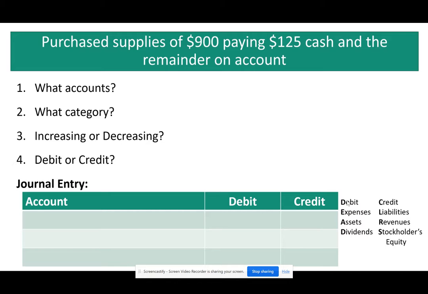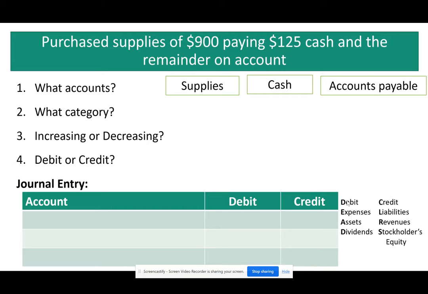All right, let's look at one last example of a little bit more complicated journal entry. Here we have purchased supplies of $900, paying $125 cash, and the remainder is on account. So we see that magic phrase of on account. So we know that somebody owes somebody. In this case, we're buying something. We're buying supplies, so we must owe the money. So in this case, we have three accounts we have to identify. We've bought some supplies, we've used some cash, but we owe the rest. And when we owe money for our purchases, that's accounts payable.